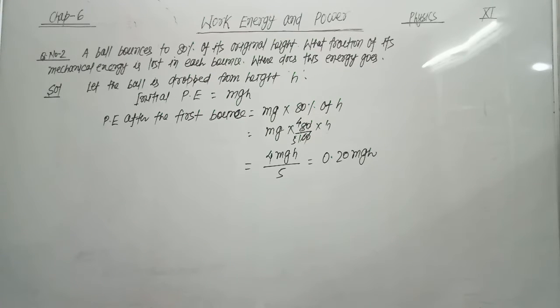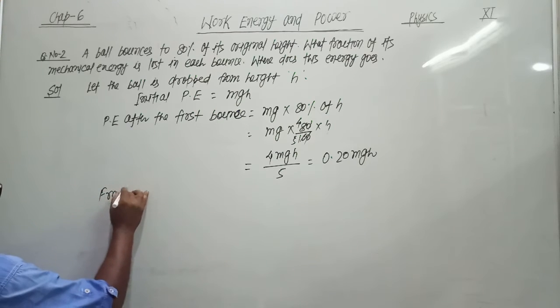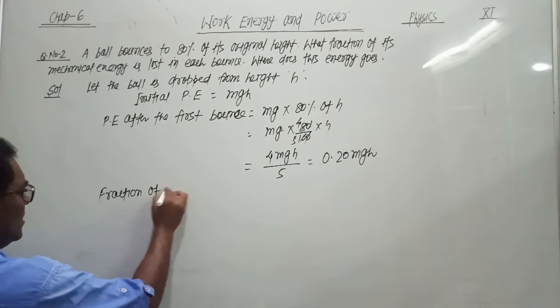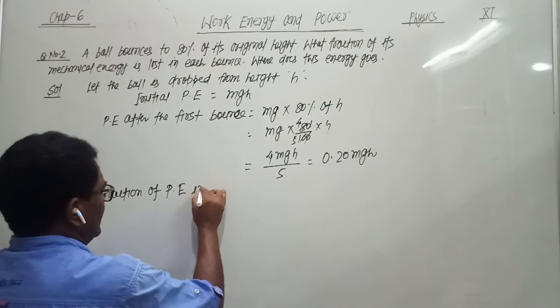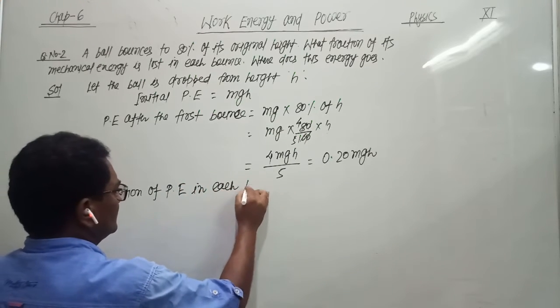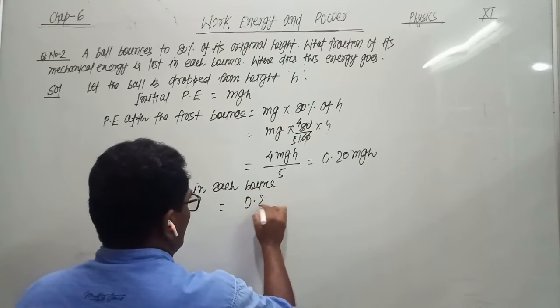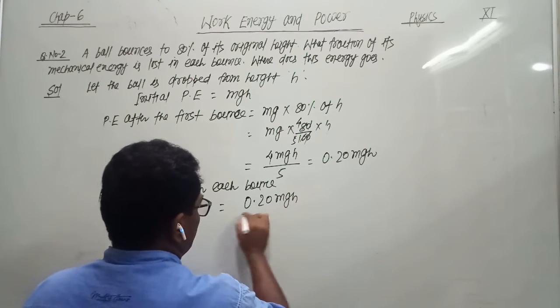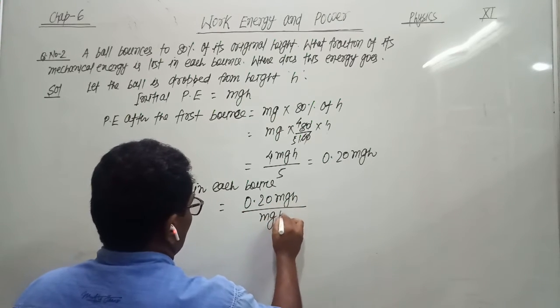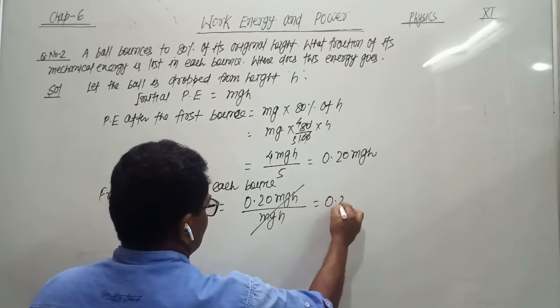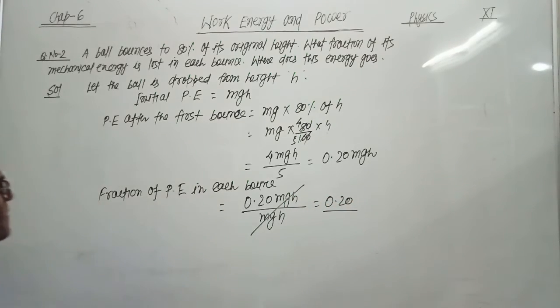Now the fraction of potential energy in each bounce is equal to 0.20 mgh upon the initial potential energy, which was mgh. So the fraction is 0.20. So the result is 0.20.